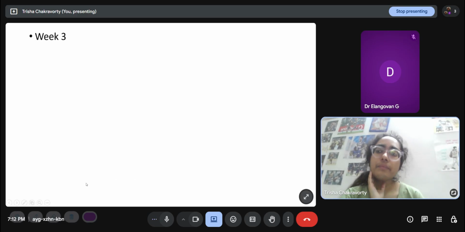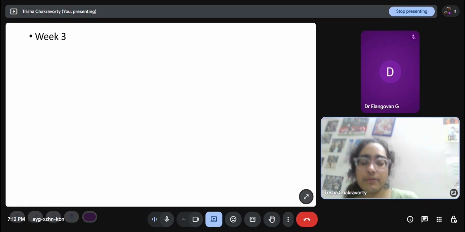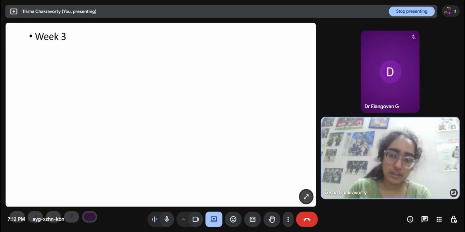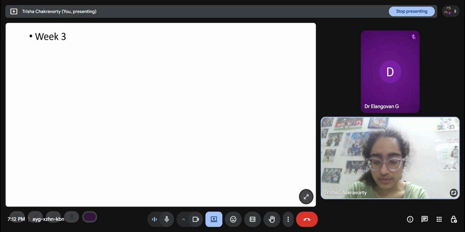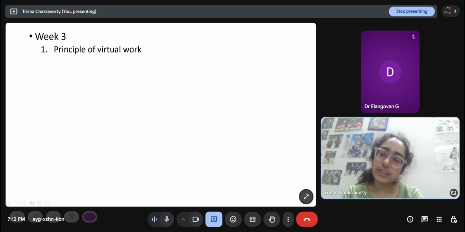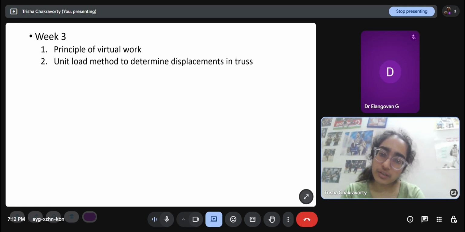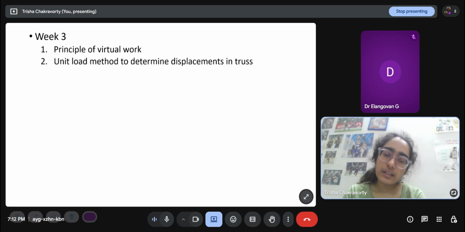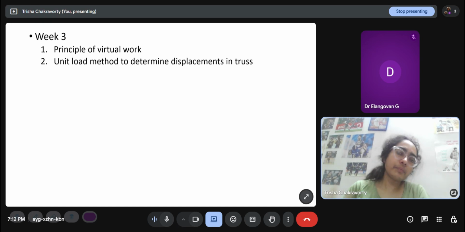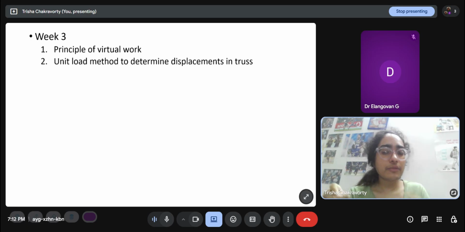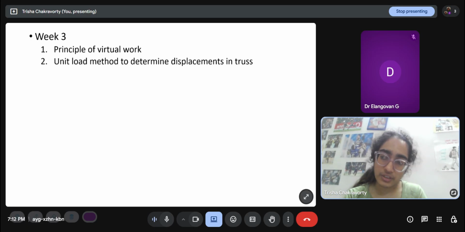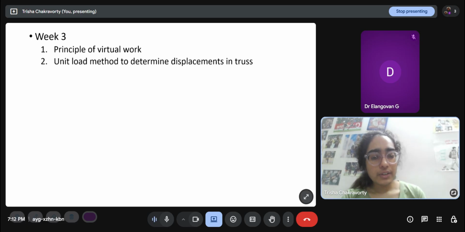Weeks 3, 4, and 5 looked at the other aspect of structural response, which is deflection or strain type responses. First we looked at the principle of virtual work and the unit load method, which determines the nodal displacement of trusses. A truss is basically a collection of nodes which are joined by members. So if we know the x and y displacement of all the nodes, then we know the entire deflected shape of the truss, the displaced configuration. That is how we can find out the strain in each individual member as well.